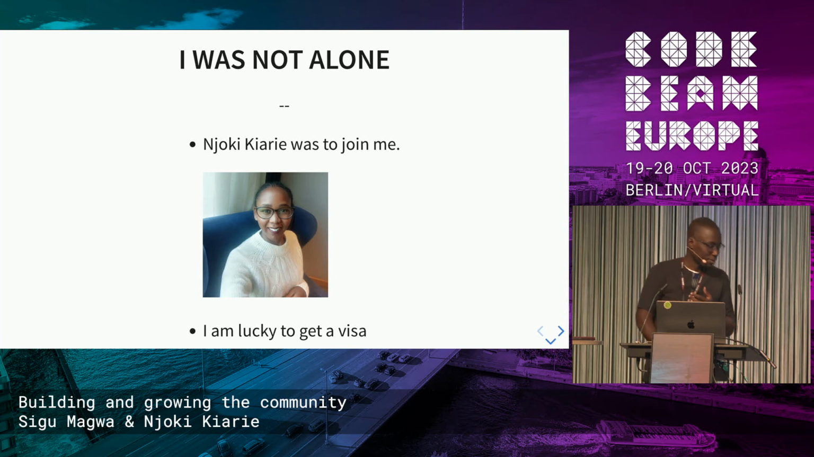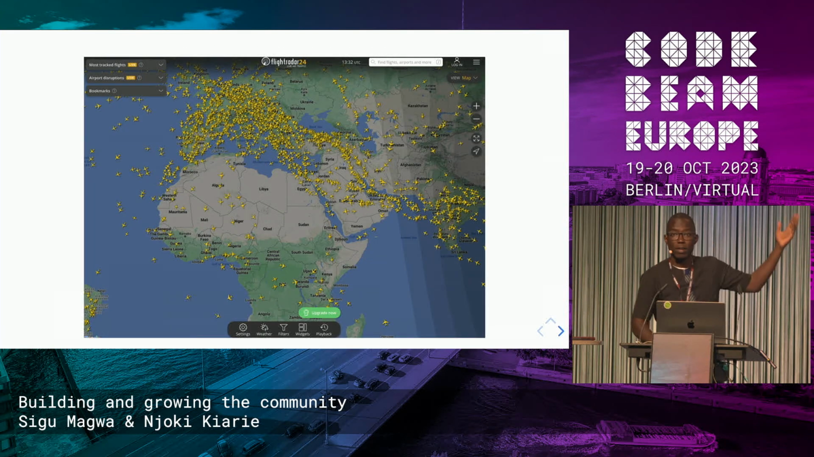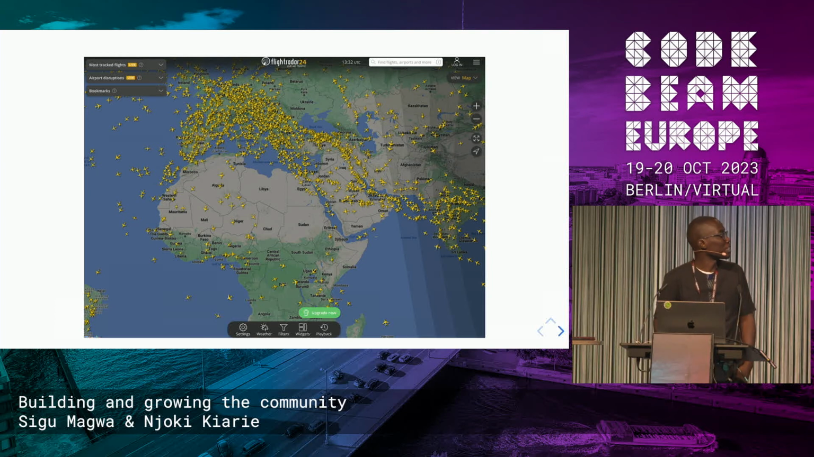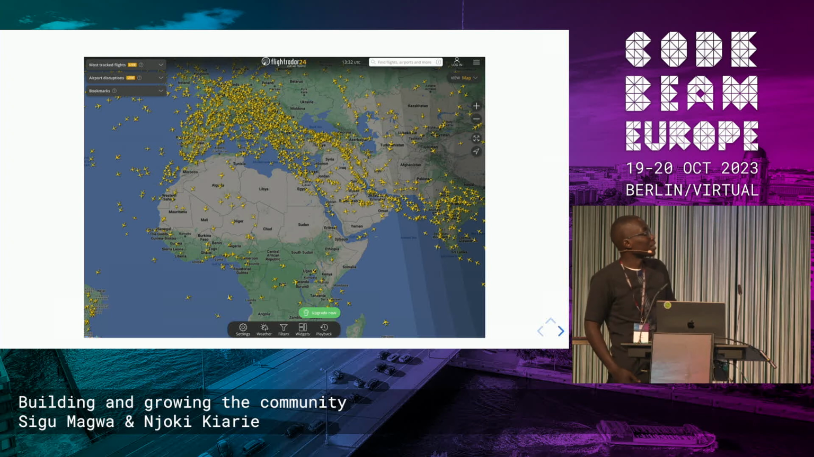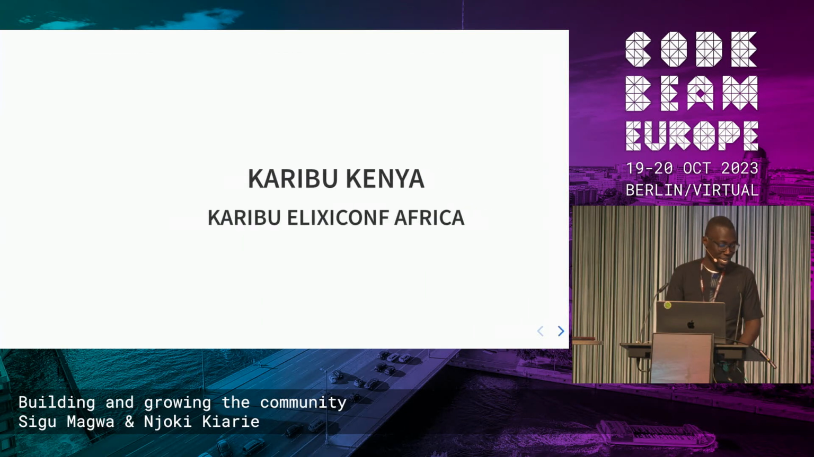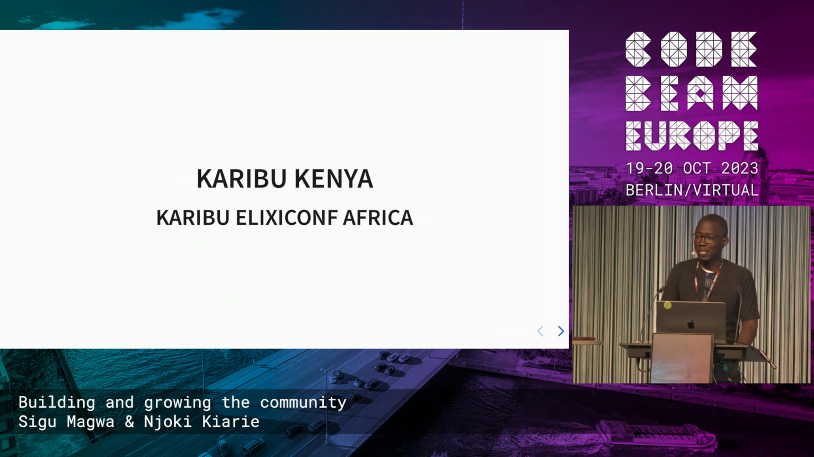So just a very interesting thing. Have a look at that. I took a screenshot of that a few minutes ago, just before this talk. Some of this is privilege. You can see the concentration of flights. This is Flightradar24. If you have a look at that, it's somehow privilege that some people can move around, some cannot. So we encourage you and we welcome you to ElixirConf Africa if you can make it next year. Karibu Kenya means welcome to Kenya.